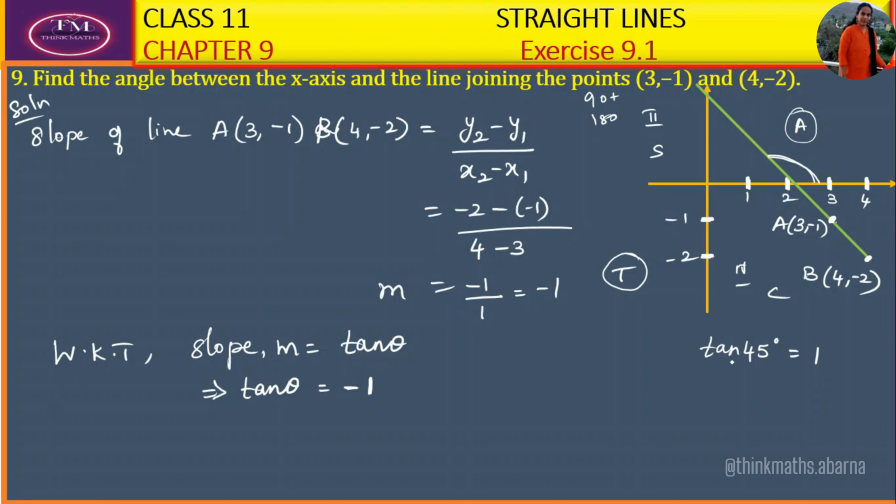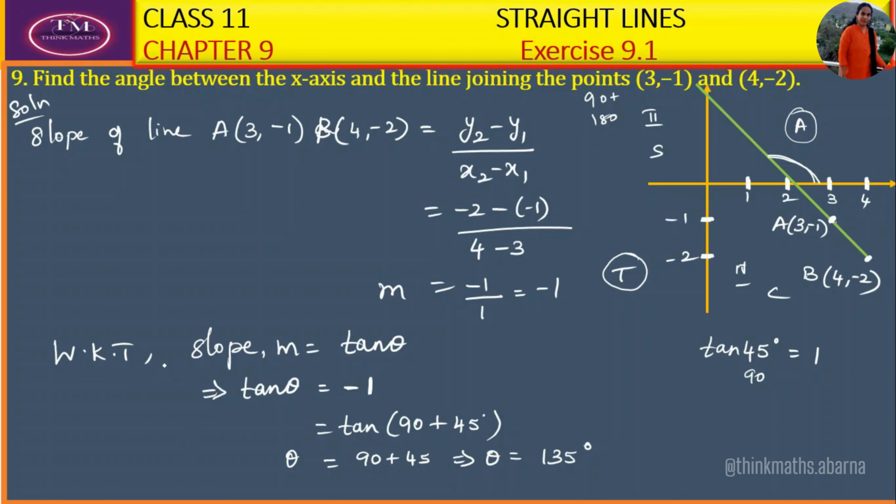Okay. So we can write tan 45 as tan 90 plus 45. Because tan 90 plus theta is cot theta, and cot 45 is also 1. So we will get theta is equal to 90 plus 45. That means theta is equal to 135 degree. Clear, children? Do you understand? So theta is 135 degree.